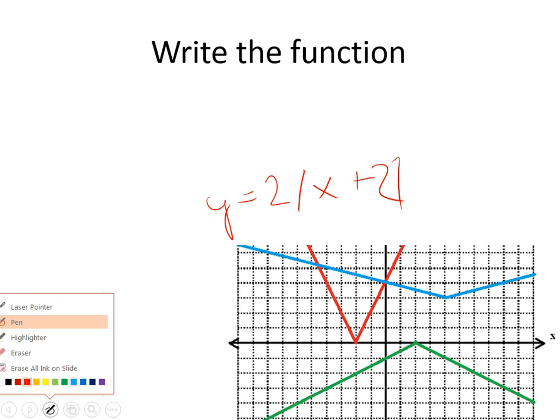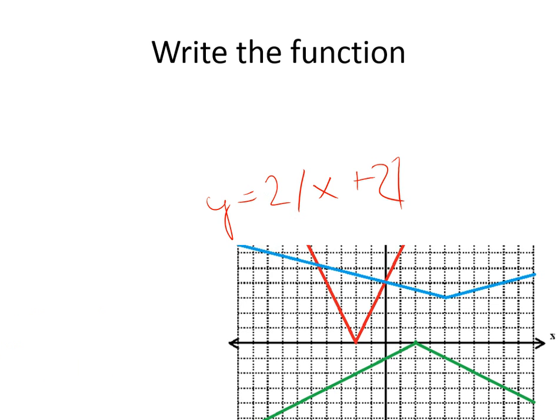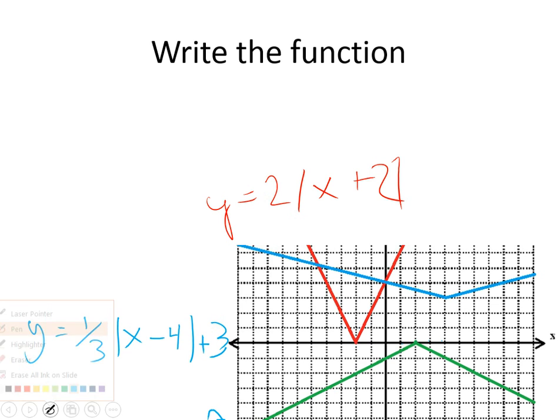Now for the blue one, if we look here, we're going right 1, 2, 3, 4. So we're going right 4, which would be minus 4. And then we're going up 3. Now its slope would be up 1 over 3, which would be about 1/3.